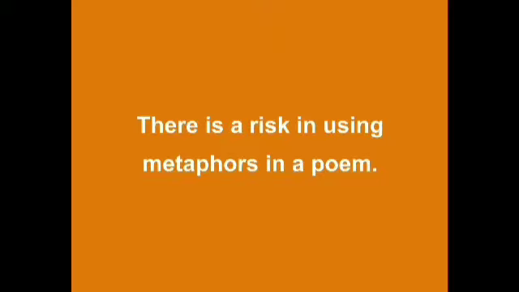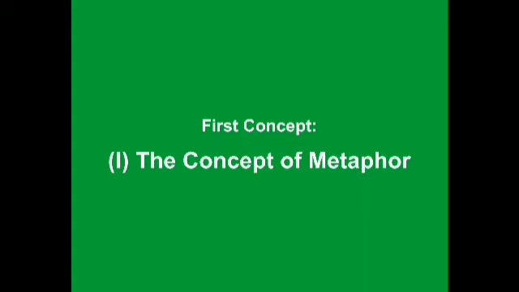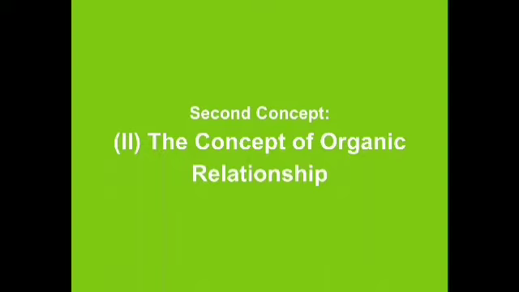Now, this is the second concept of Brooks' essay. In the beginning of this lecture, I told you that Brooks has divided this essay in four parts. The first concept which he highlighted is the concept of metaphor. Now, the second concept is the concept of organic relationship, that all the various components of the poem should have a proper relationship with one another.